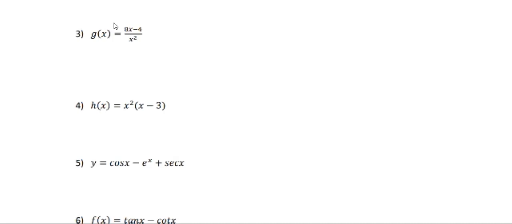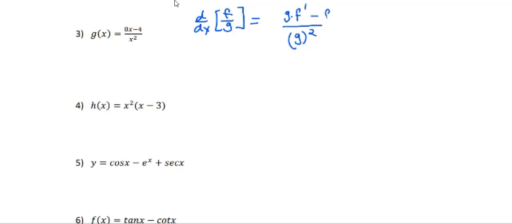To find the derivative of g of x equals 8x minus 4 over x squared, you have to recall what the quotient rule is. The derivative of f over g: you put g squared at the bottom, and then you do g times the derivative of f, minus f times the derivative of g.